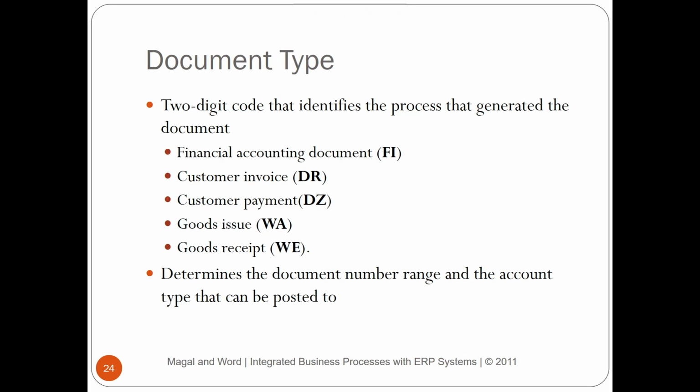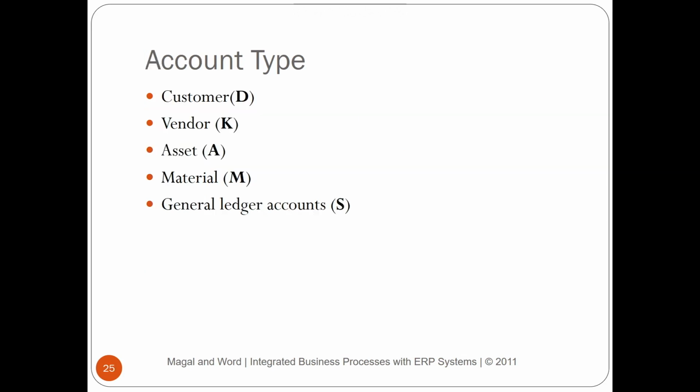A detail section consists of two line items, a debit item and a credit item. Account types are the customer D, or the vendor K, asset A, material M, and general ledger accounts S. So samples of additional data are the cost centers and business areas.